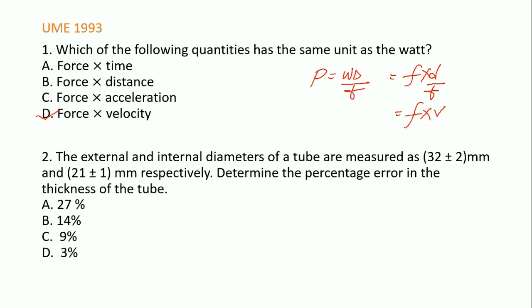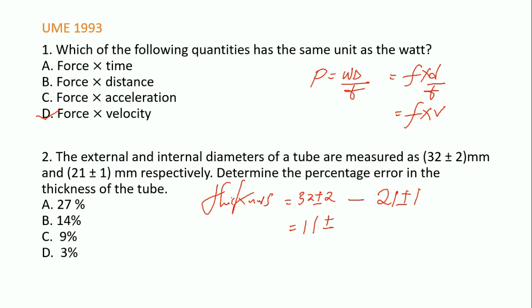Now, for us to get the absolute error in the thickness of the tube, let's get the thickness first. The thickness is going to be 32 plus or minus 2 minus, that's the external minus the internal, 21 plus or minus 1. Now 32 minus 21, that is going to be 11 plus or minus.